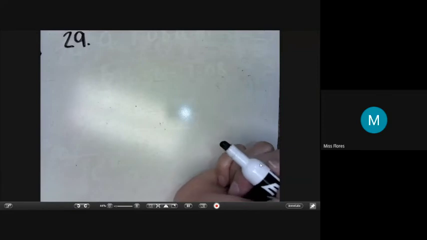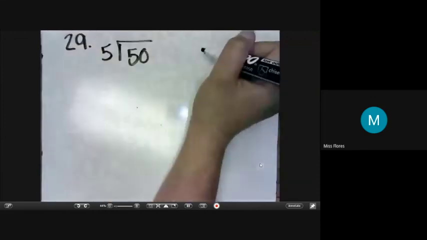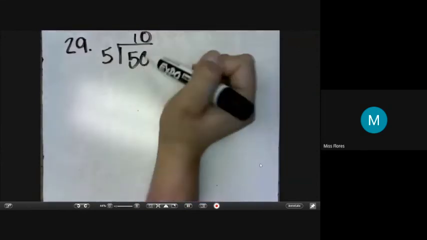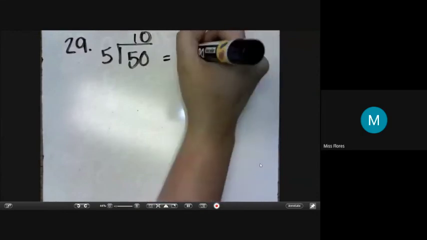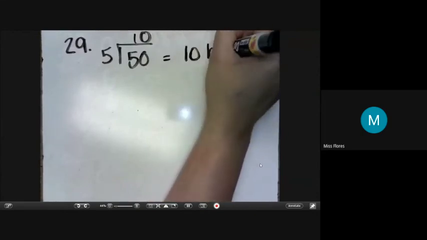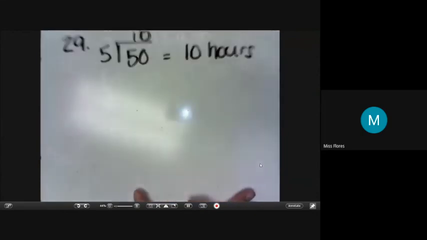All right, 29 says use the graph below to solve parts A through B. A, Kyle earns $5 per hour packing boxes. How long will it take him to earn $50? So we need to divide 50 by 5. 5 goes into 5 one time, and we have a 10 because 5 times 10 is 50. So that means it would take him 10 hours to reach $50.